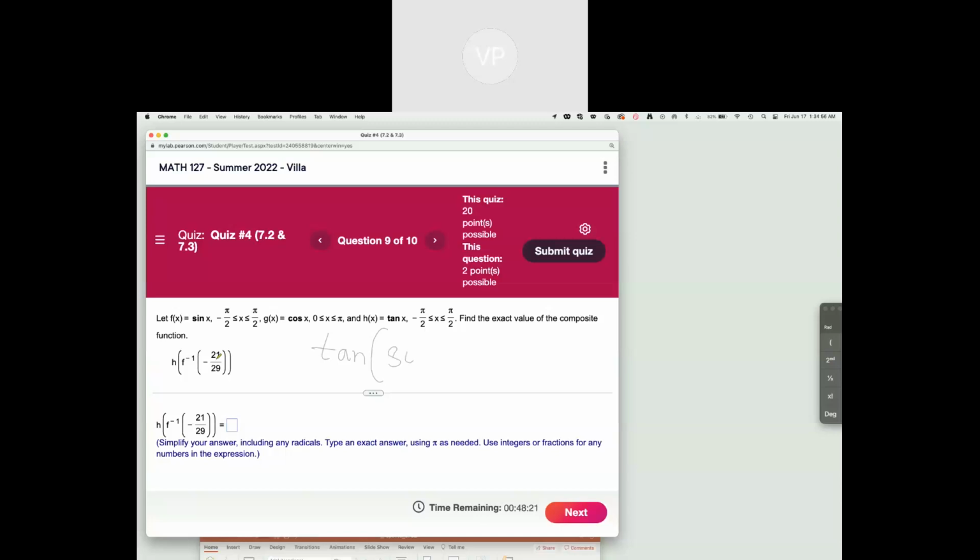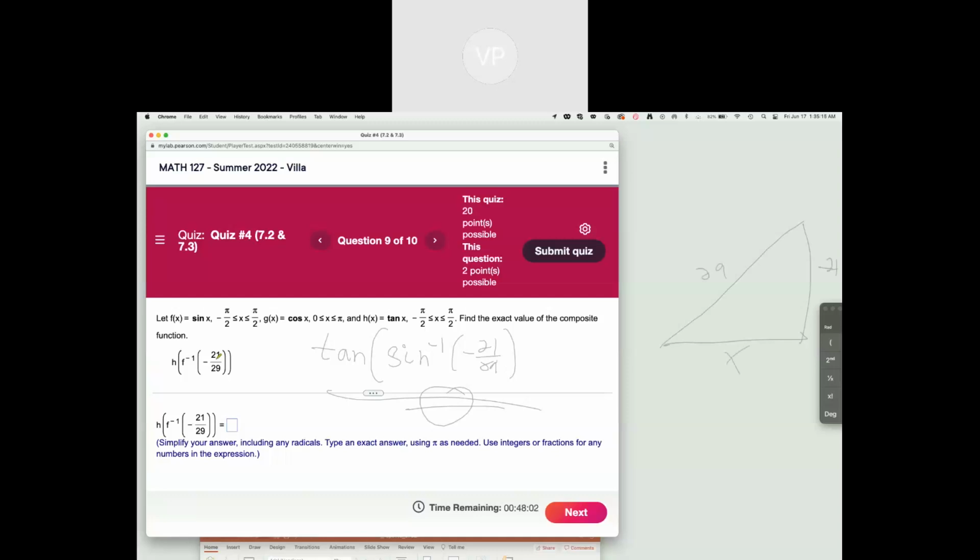Instead of f, apologies, we have sine. You're going to put an inverse sine right there of negative 21 over 29. And after that little rewrite, now the problem looks like the one we just did. There's your theta. Go build your triangle.